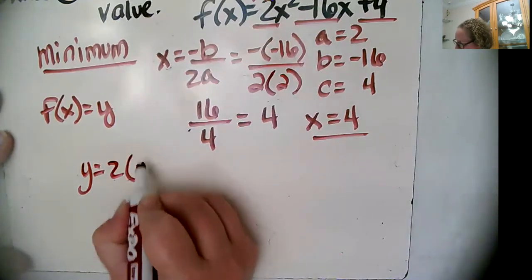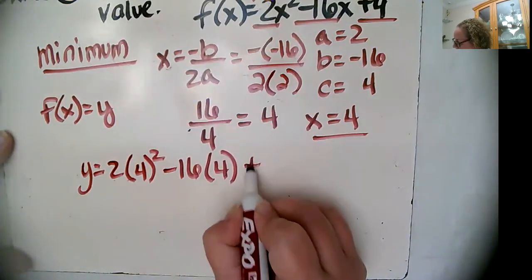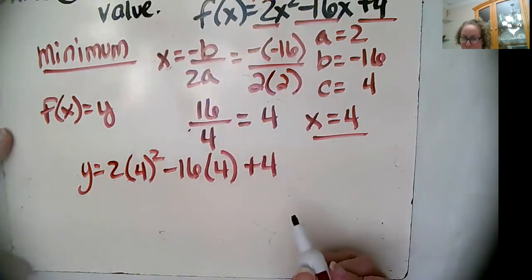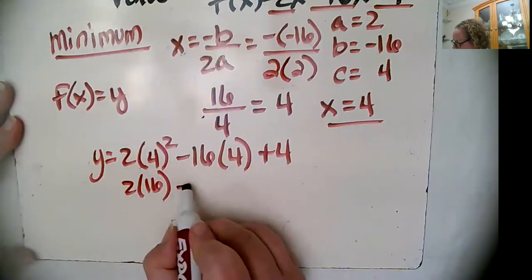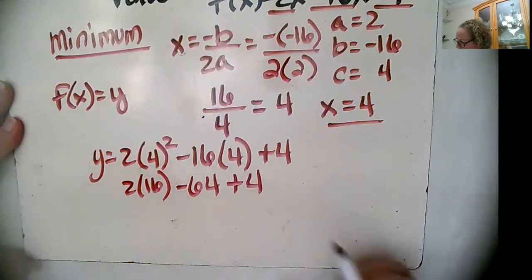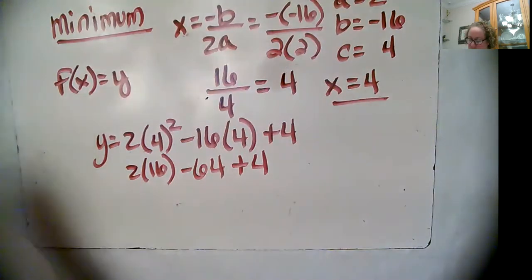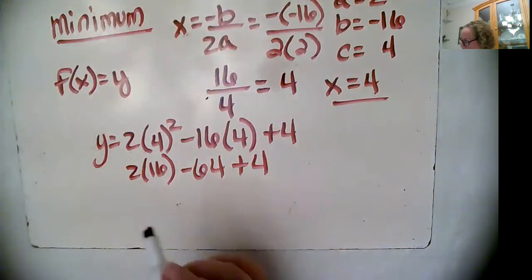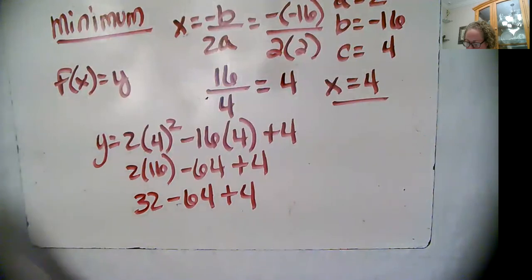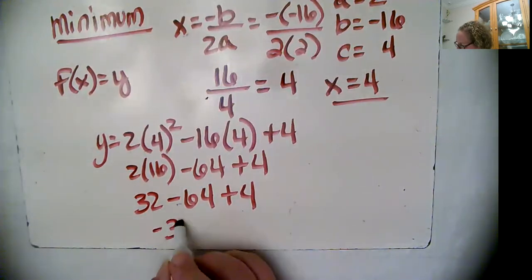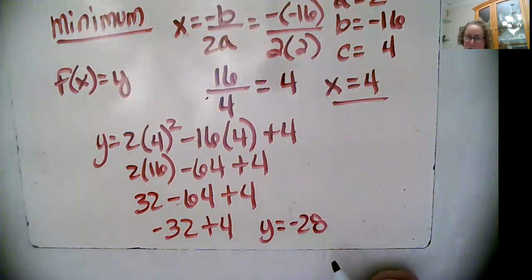So 2 times 4 squared minus 16 times 4 plus 4. Apply our exponent first. 4 times 4 is 16. Negative 16 times 4 is negative 64 plus 4. 2 times 16. I'm going to cheat and use my calculator. 32, yeah. So 32 minus 64 plus 4. 32 minus 64 is negative 32 plus 4. Then y is equal to negative 28.